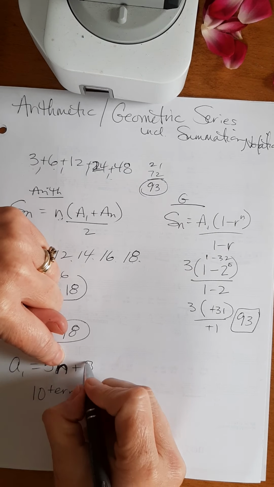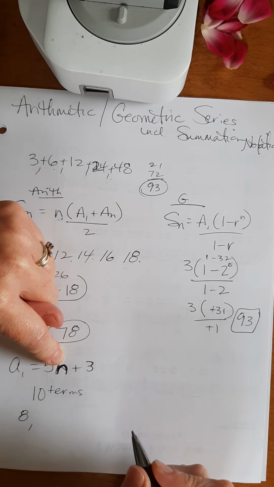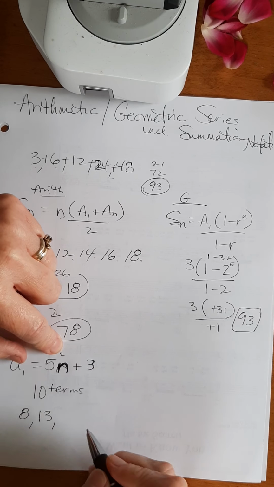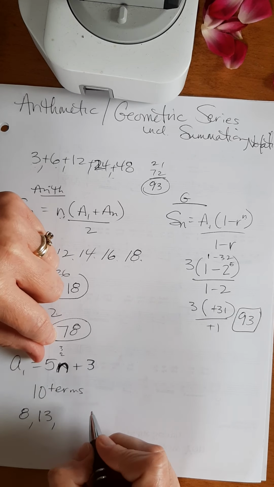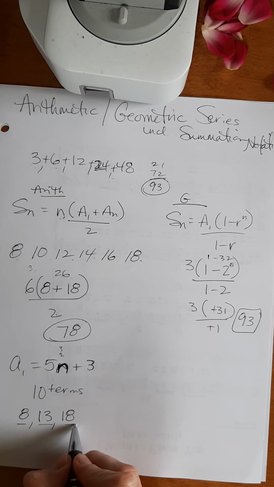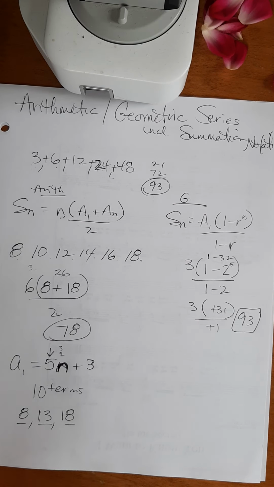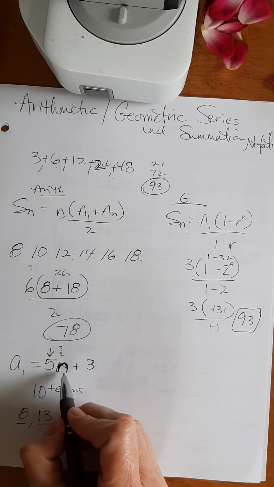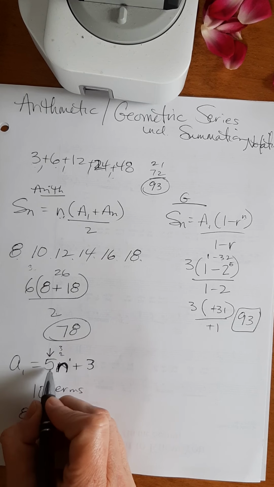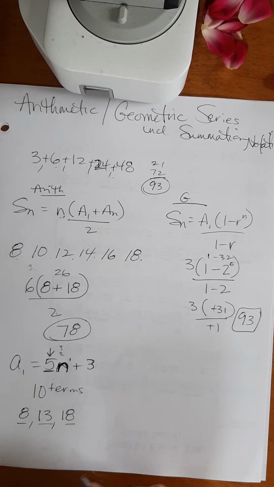If you plug in 1 for n, the first term, you get 8. When n is 2, the second term, you get 13. When n is 3, 18. Notice it's arithmetic and you're adding 5 every time. So if it's ever a number times n to the first power, it's arithmetic, and your difference is the number out front.